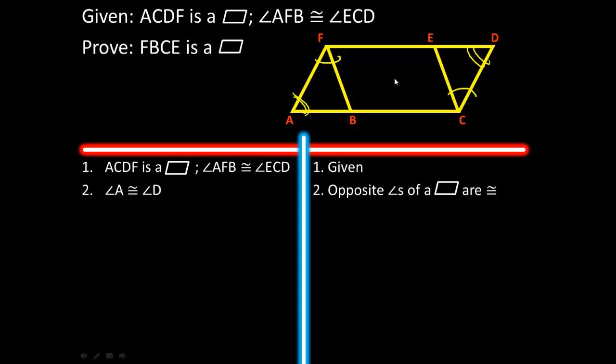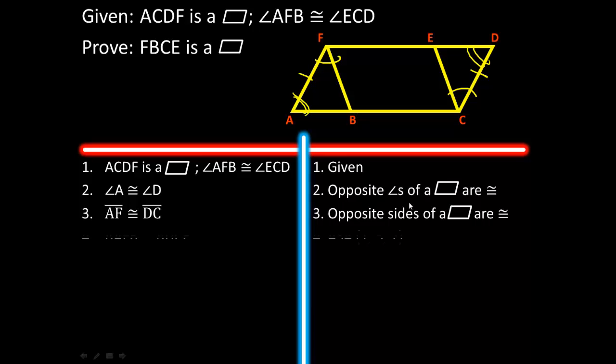And see where I'm going here? Because I'm going to need to do something with these triangles here. So now I've got two angles from each of them. Now I can say that AF is congruent to DC because opposite sides of a parallelogram are congruent. Now I can prove that triangle AFB is congruent to triangle DCE by angle-side-angle, as I showed in 1, 3, and 2. Now how does that help me?